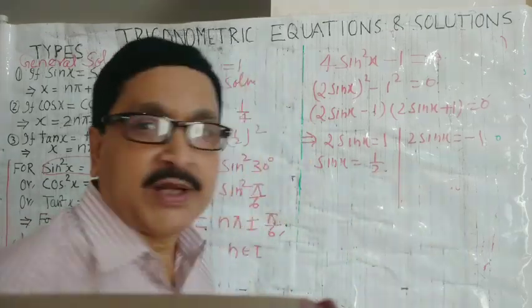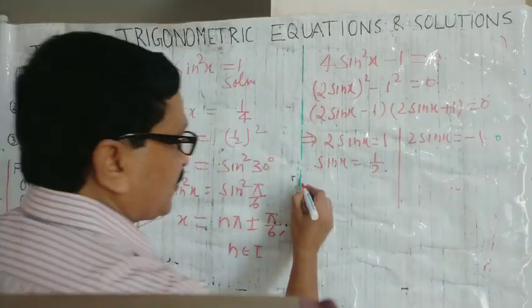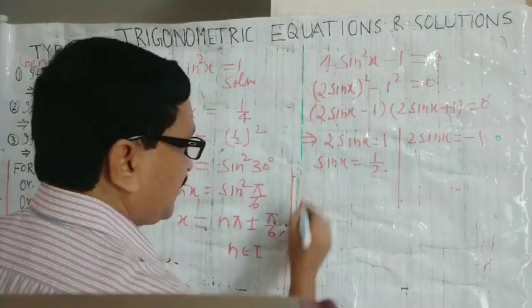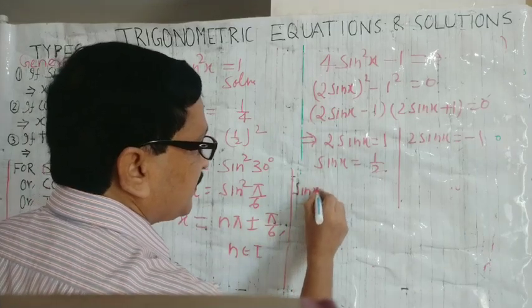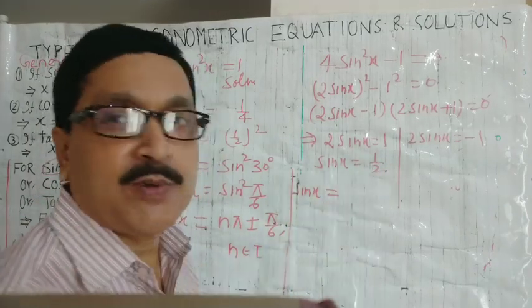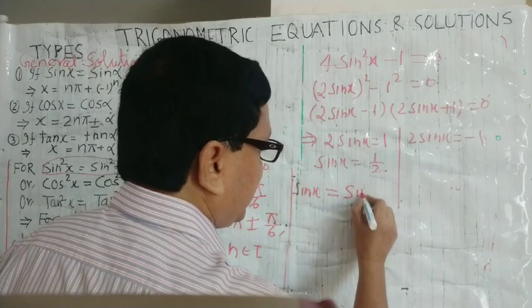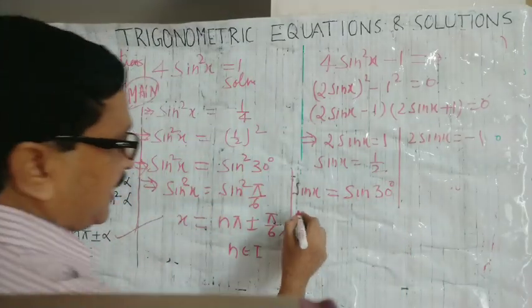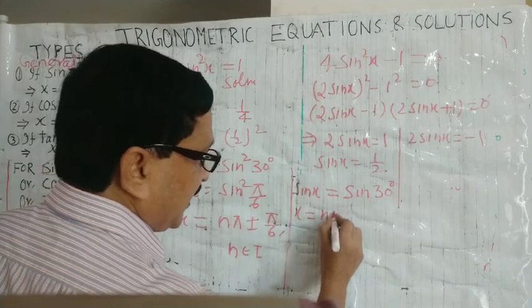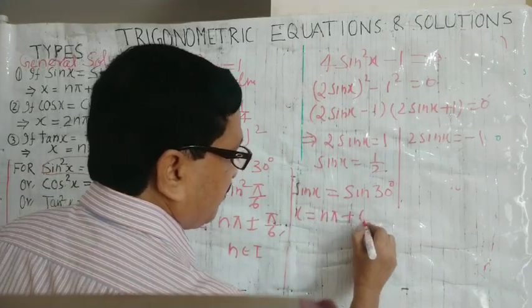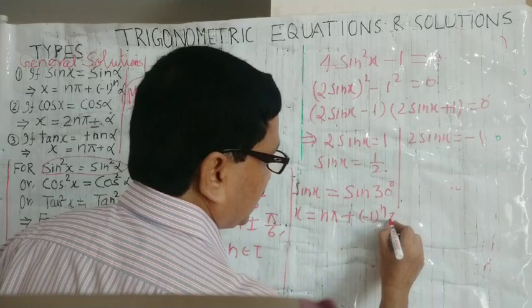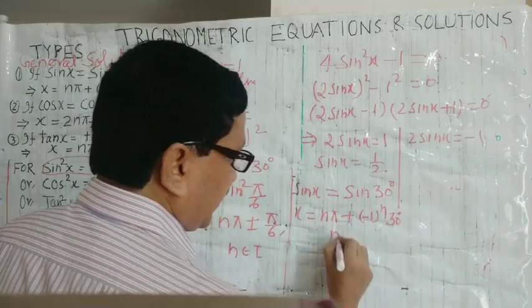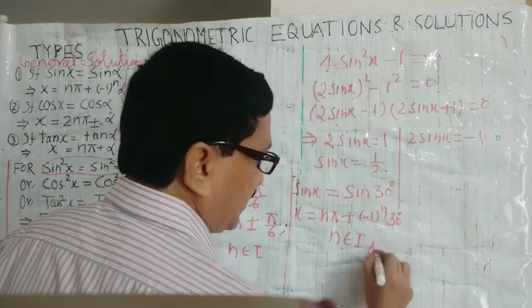You have seen today how this is answered. So we can write here sine x is equal to 1 by 2. 1 by 2 is the value of sine 30 degree. So follow this formula. x is equal to n pi plus minus 1 to the power n into 30 degree, where n is a member of integer, this is the answer.